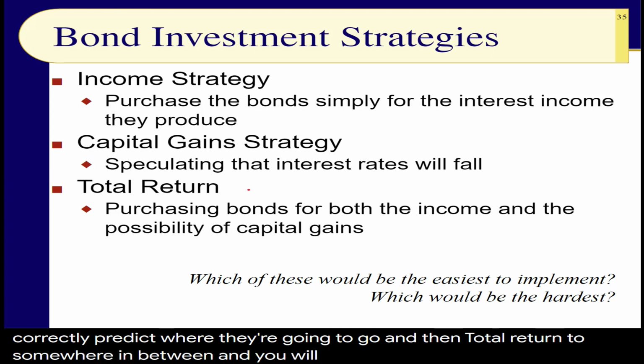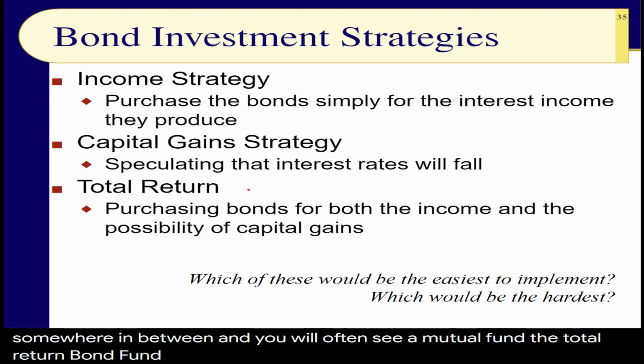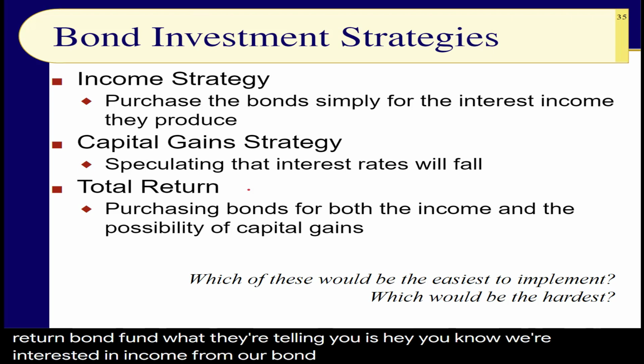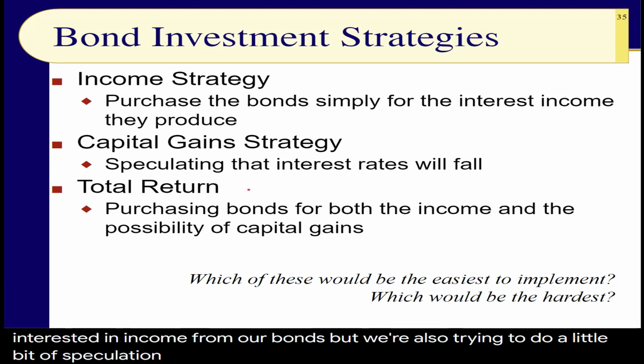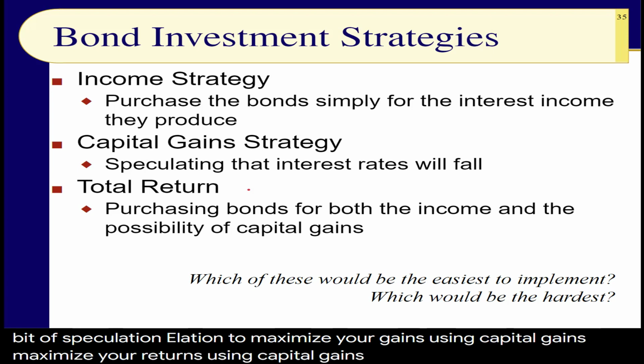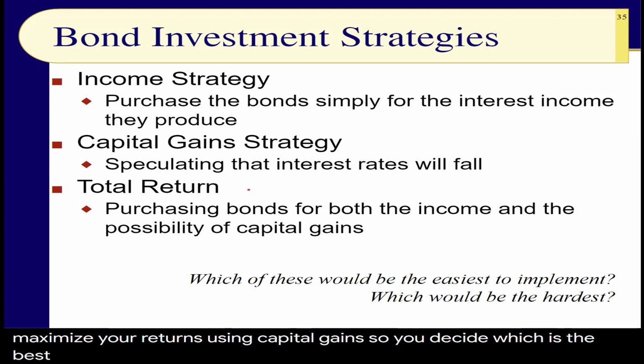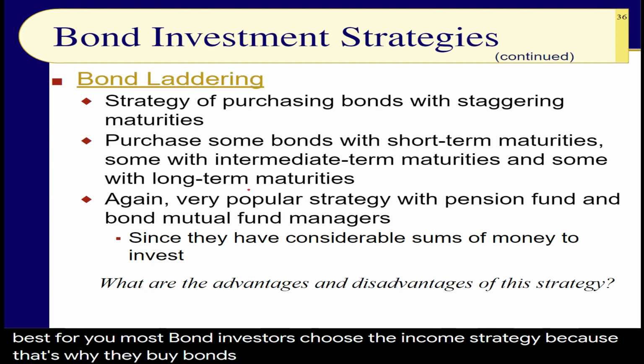And you will often see a mutual fund, the total return bond fund. What they're telling you is, hey, we're interested in income from our bonds, but we're also trying to do a little bit of speculation to maximize your returns using capital gains. So you decide which is the best for you. Most bond investors choose the income strategy because that's why they buy bonds.